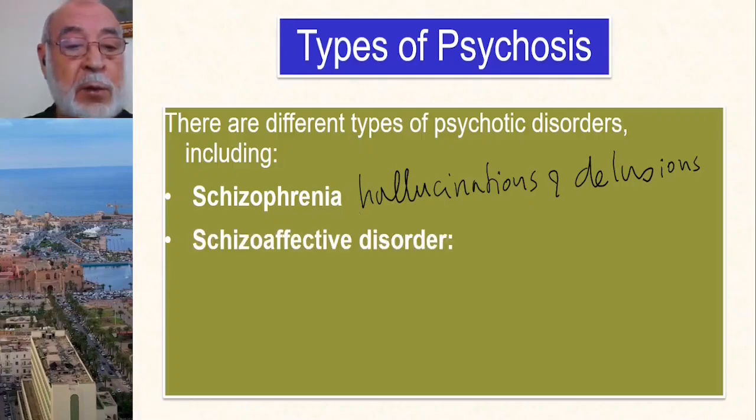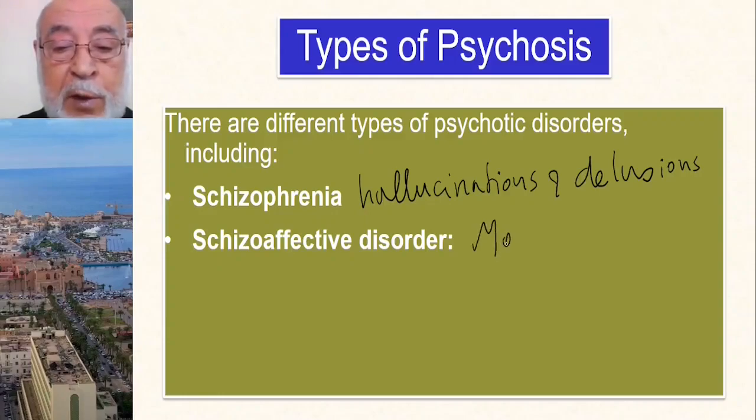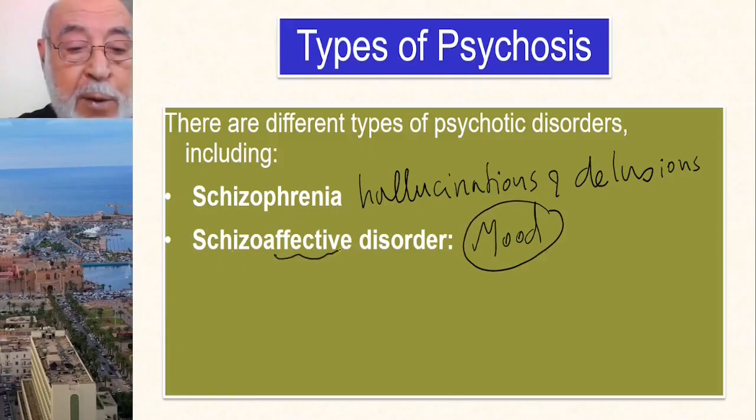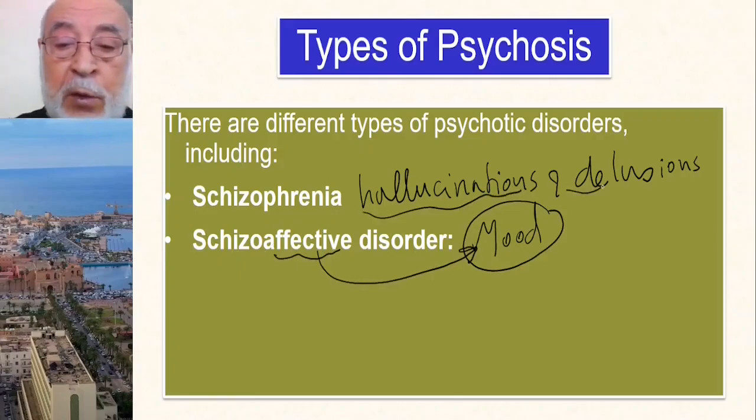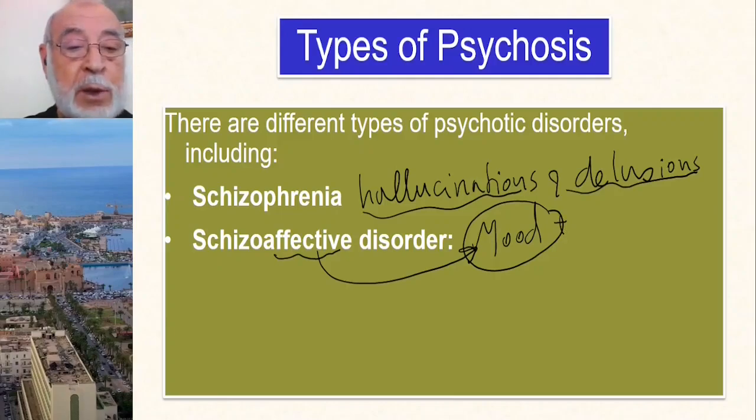The second type is known as schizoaffective disorder. This involves hallucination, delusion, plus disturbances in the mood. Affective relates to mood. There are symptoms of hallucination and delusions plus mood disturbances, either mania or depression. This is known as schizoaffective disorder.